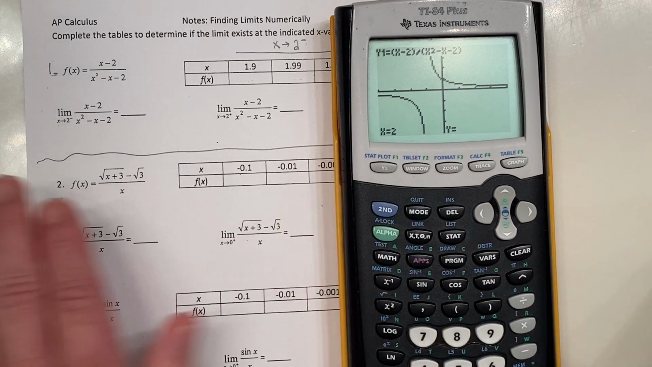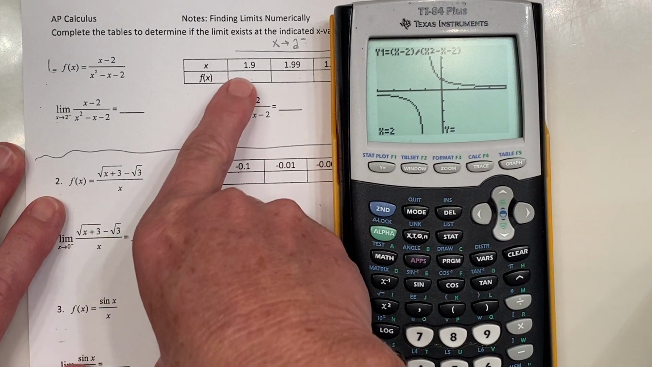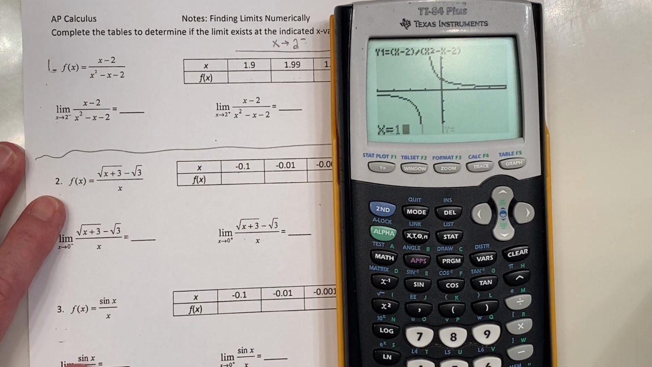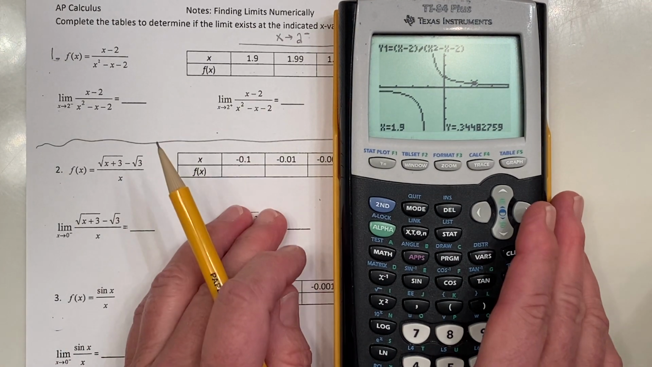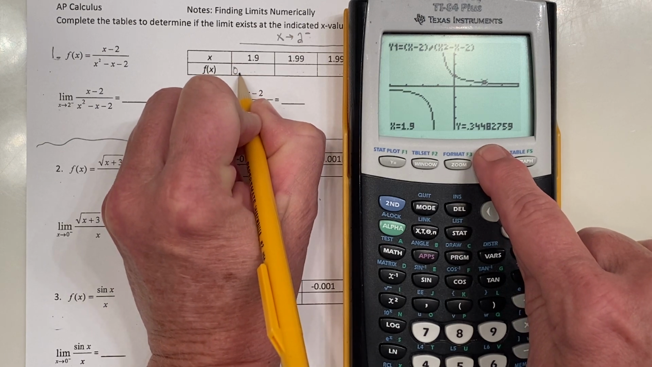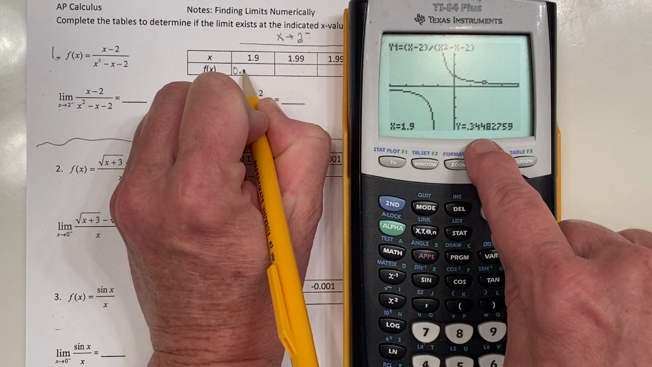All right, so to fill in this table, there's a couple ways you can do it. You can go to the table feature if you want to, but for me, I'm in the trace mode, so if my x is 1.9, I'm going to just go ahead and type in 1.9. Now look, the point shows up. So at x equals 1.9, my y value, and let's go to 5 decimals in AP, so 5 decimals, even in dual credit, we're going to 5.